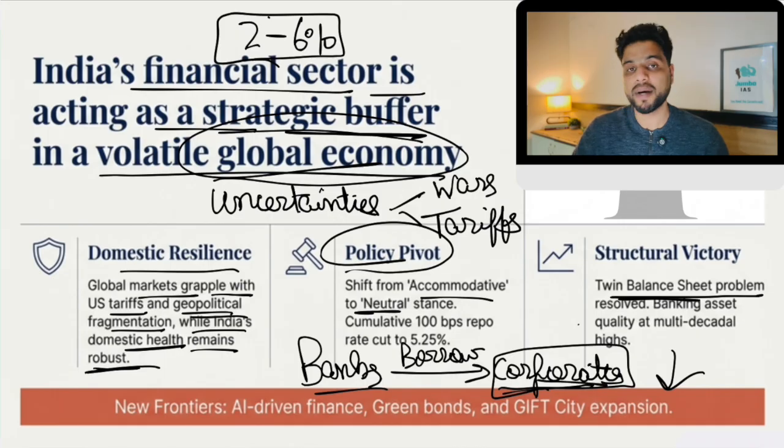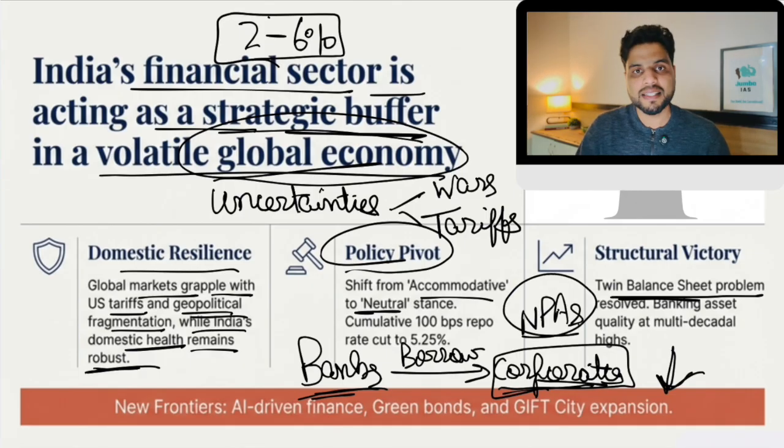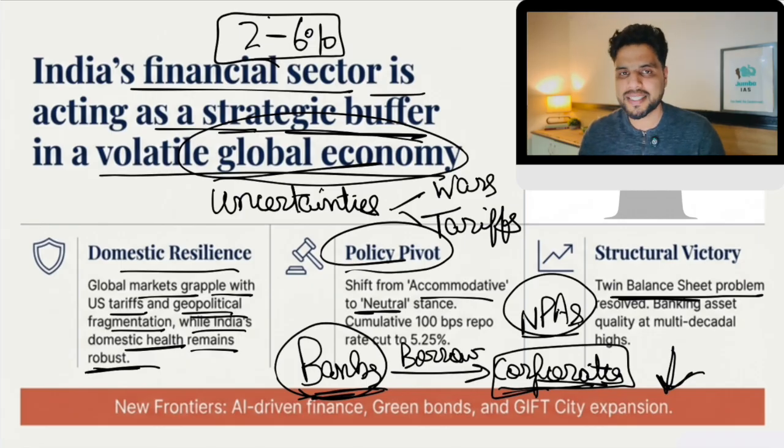If they are not earning money, how will they return the money to banks? If corporates' balance sheets are challenged, they won't be able to pay back. The loans would become NPAs. And when they become NPAs, the balance sheets of banks are also challenged. This problem is known as twin balance sheet syndrome. It means the balance sheets of corporates are challenged, and the balance sheets of financial companies, banks, and NBFCs are also challenged.